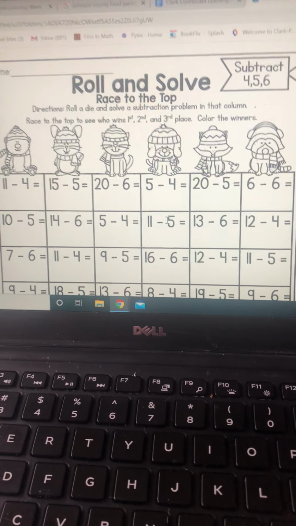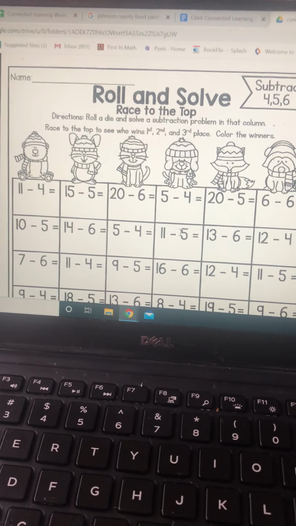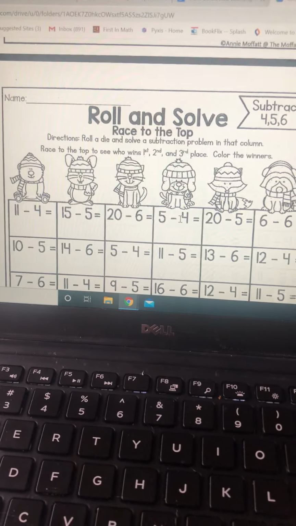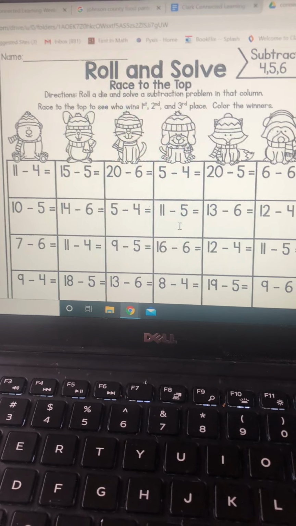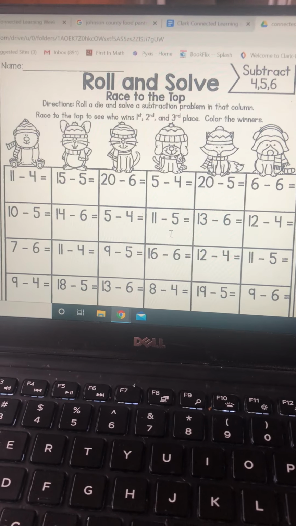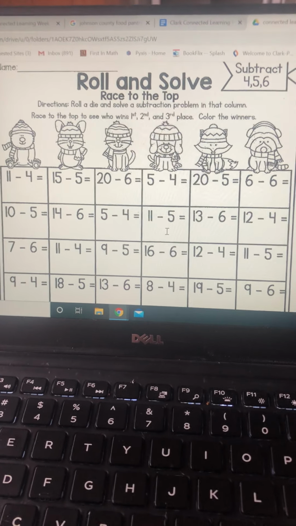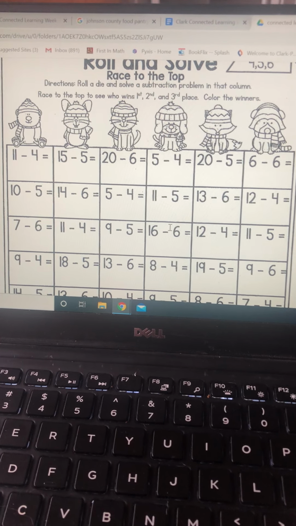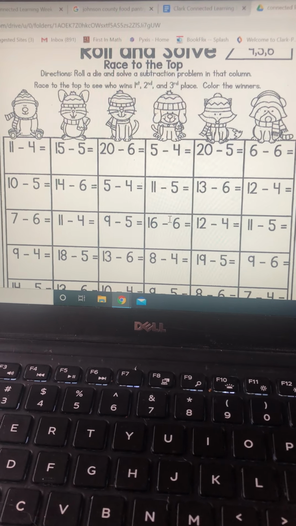I wanted to touch base with you this morning, go over directions for the activities in the packet for today. Today we're working on page 10, 11, and 12. So page 10 is a roll and solve subtraction activity. Of course, if you don't have any dice at home, your student can just solve the activities without the dice.